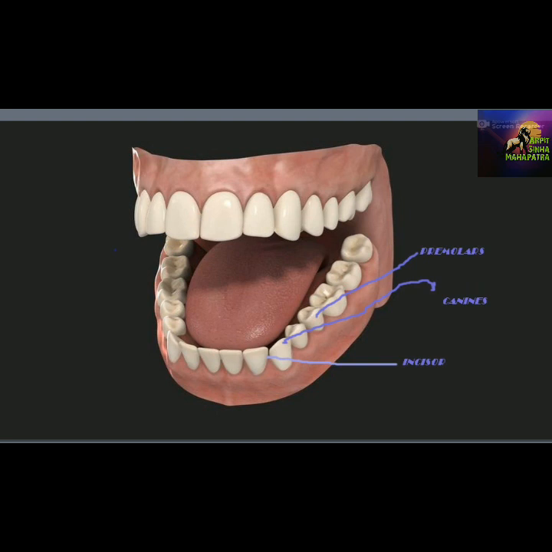Now we will discuss the last type of teeth, the molars. Notice there are 3 teeth serially arranged.